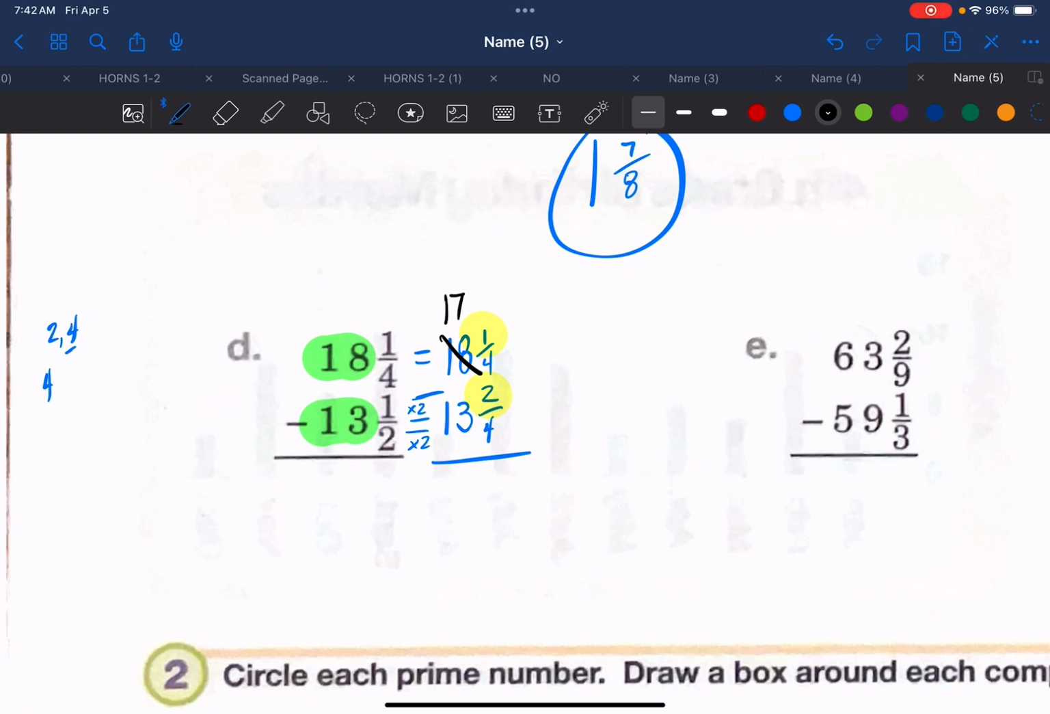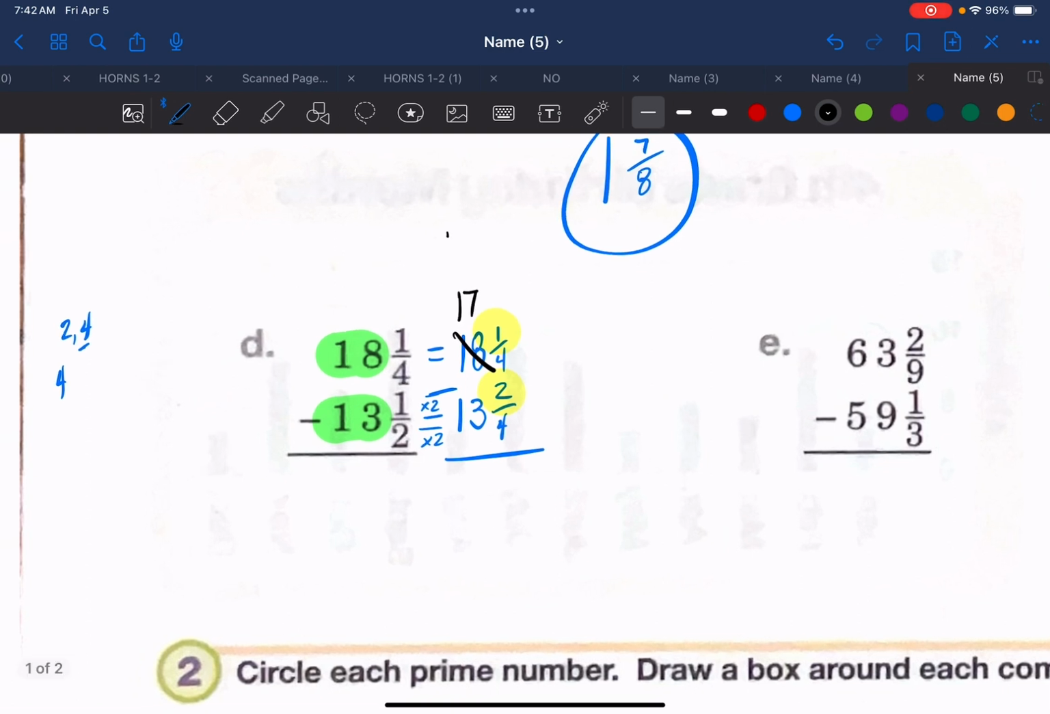Okay, and if I'm borrowing a 4/4, that's like how I went from 18 to 17. So I'm going to add that 4/4 to my existing fraction. Now my new whole number that I just made was 17. And then I do 1 plus 4 is 5/4 minus 13 and 2/4. So now I have a 5 take away a 2, which I can do now, and it's 3/4.